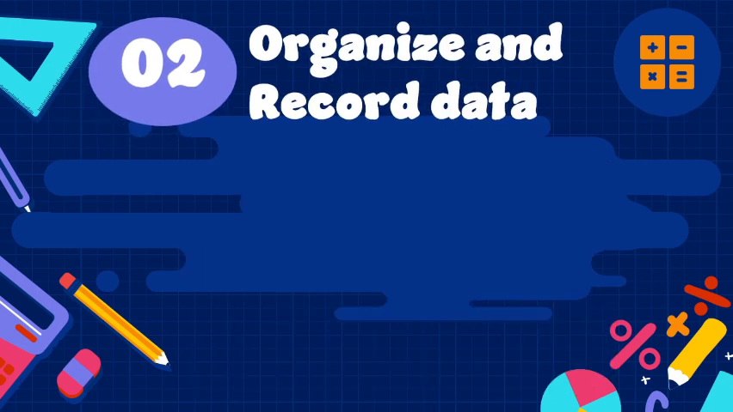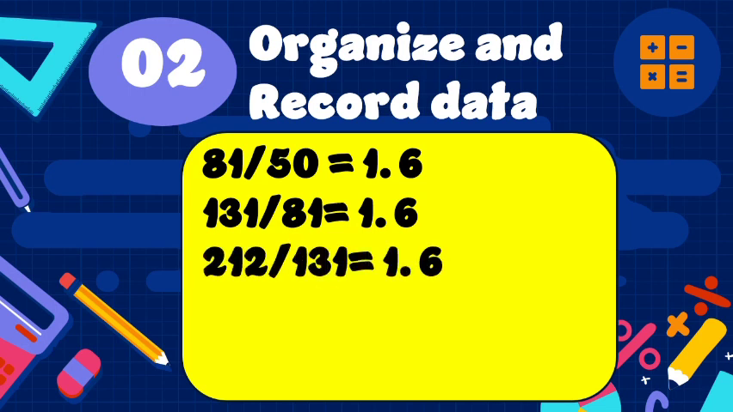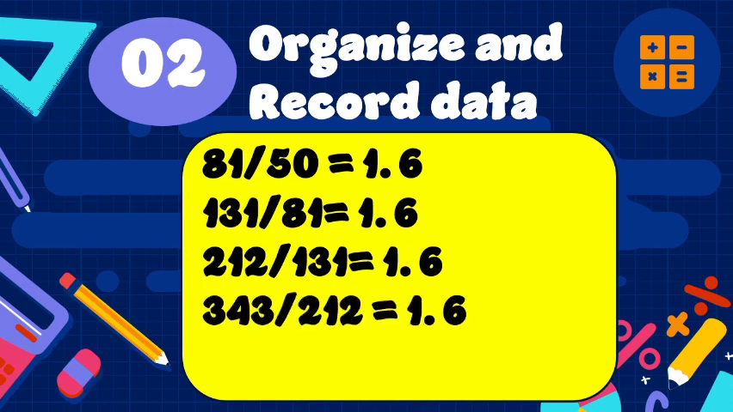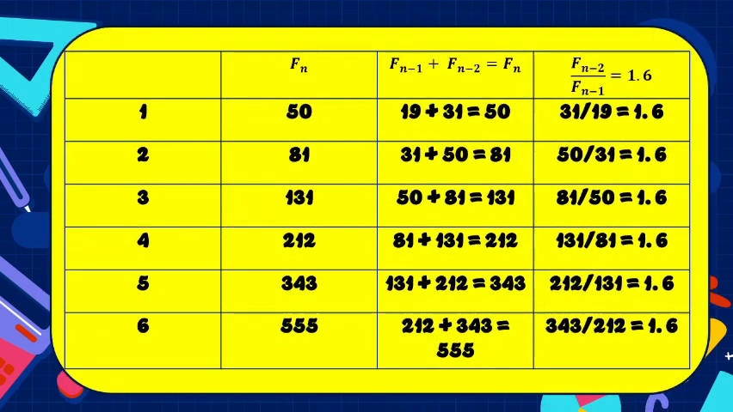In this presentation, we have here 81 divided by 50 is equal to 1.6, 131 divided by 81 is equal to 1.6, 212 divided by 131 is equal to 1.6, 343 divided by 212 is equal to 1.6, and 555 divided by 343 is equal to 1.6. So, we just divide the two consecutive numbers to get the quotient, and we repeat the process until we get the quotient of all the terms in the Fibonacci sequence.